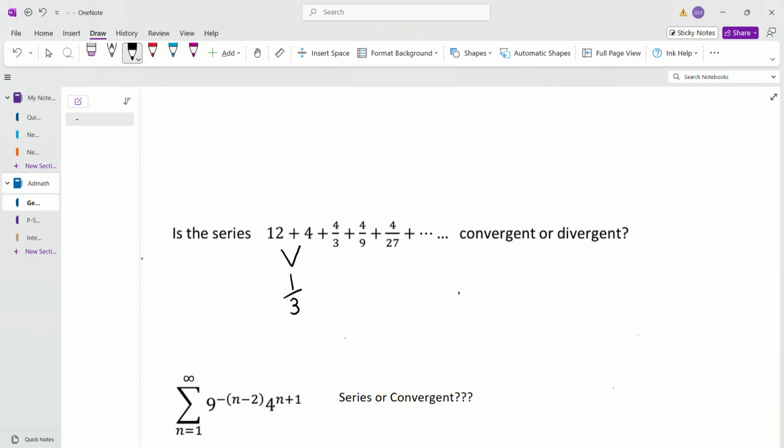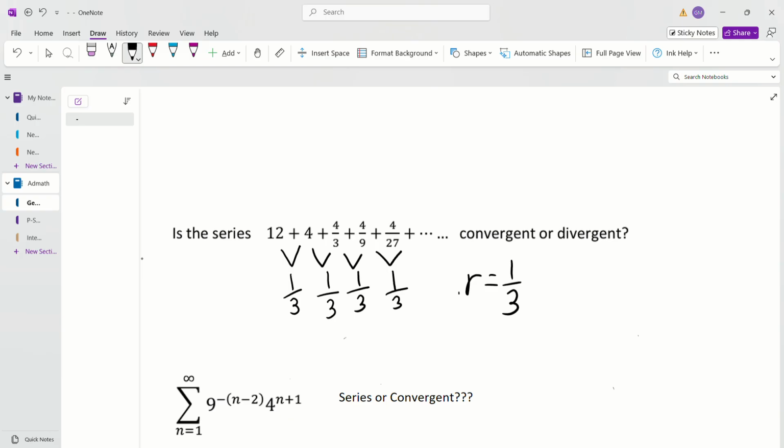Next, this time we have this term 4, and its next term is 4 over 3, and still it is reduced by 1/3. So if we continue to analyze the pattern, all of the terms are reduced by 1/3. This means that it is a geometric series, and it has a common ratio which is equal to 1/3.